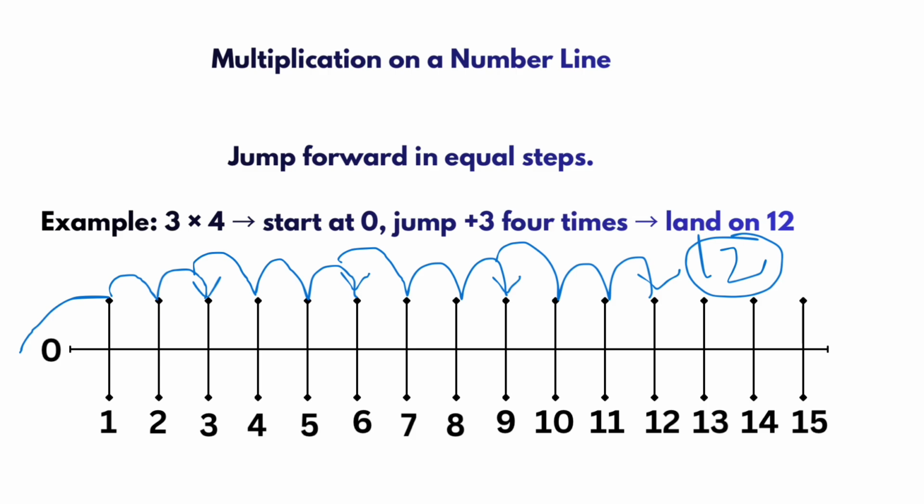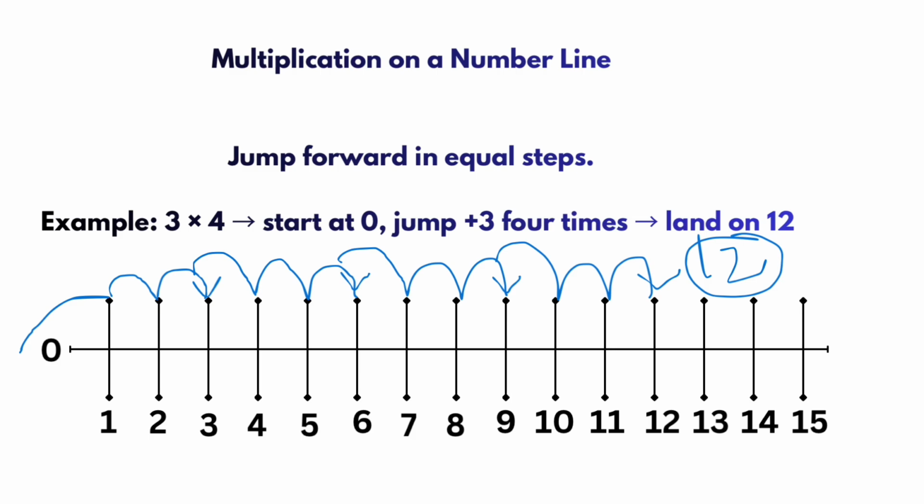We have a number line here with numbers from 0 to 15. We will start from 0. And how many times do we jump? 4 times. 3, 3, 3. A gap of 3 numbers, we will jump 4 times. We will skip 3 numbers, jump 4 times and we will land on 12. So this is the first method to understand multiplication on a number line.